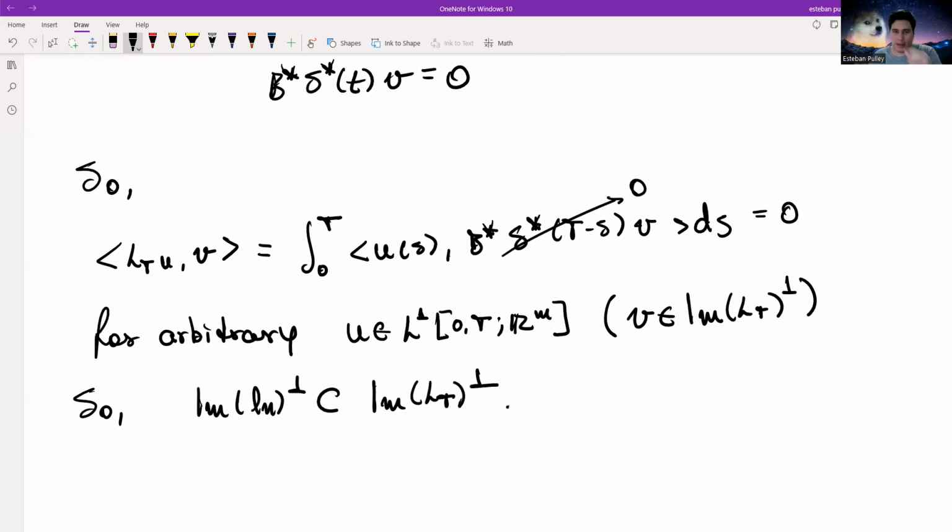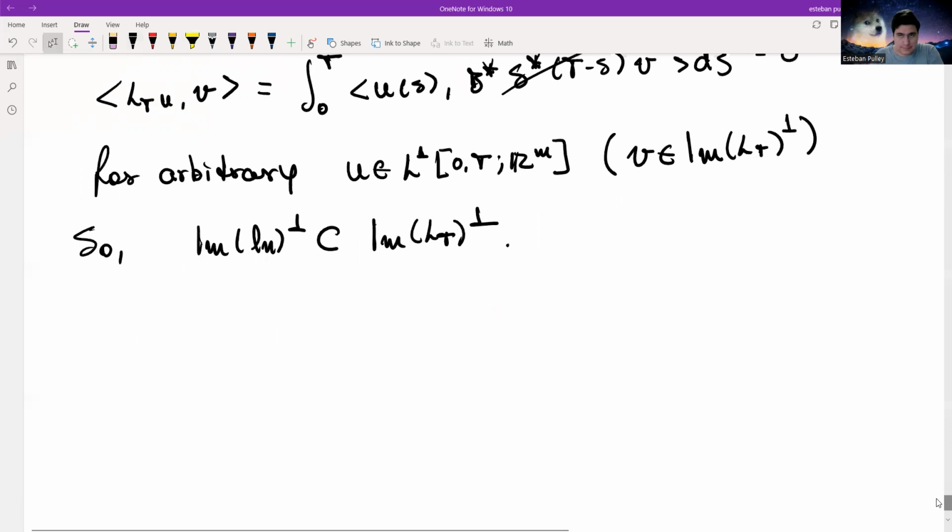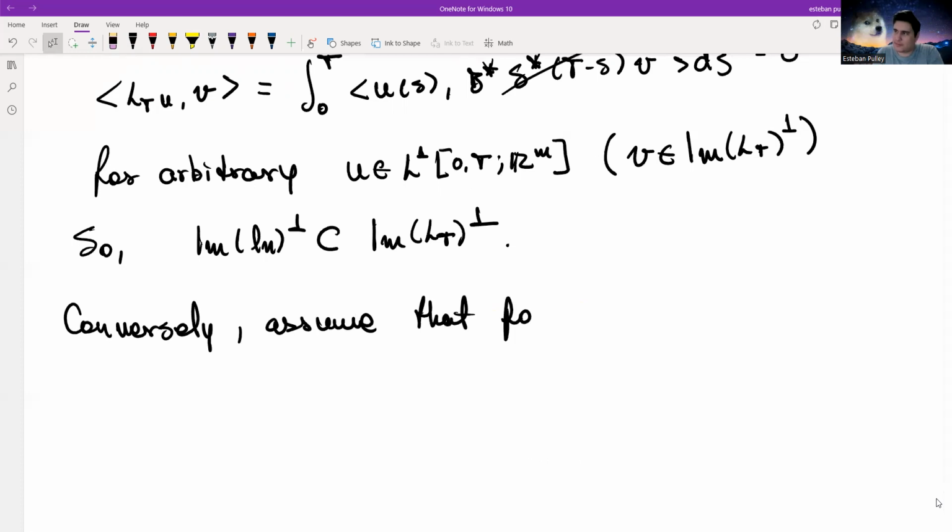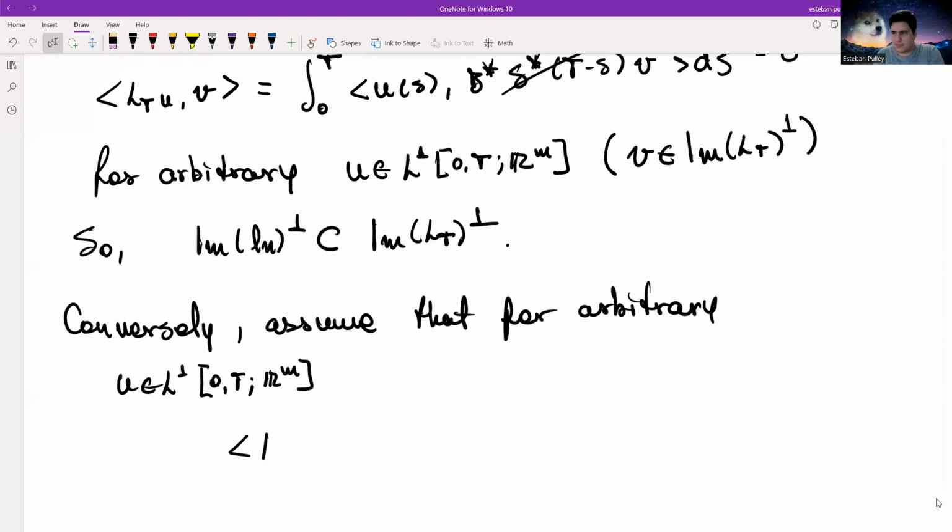Okay, now I prove the other inclusion. Conversely, assume that for arbitrary u an element of L1 from 0 to t to R^n, this inner product is equal to 0. What does this mean? That B is an element of the orthogonal complement of the image of L_T. Okay.